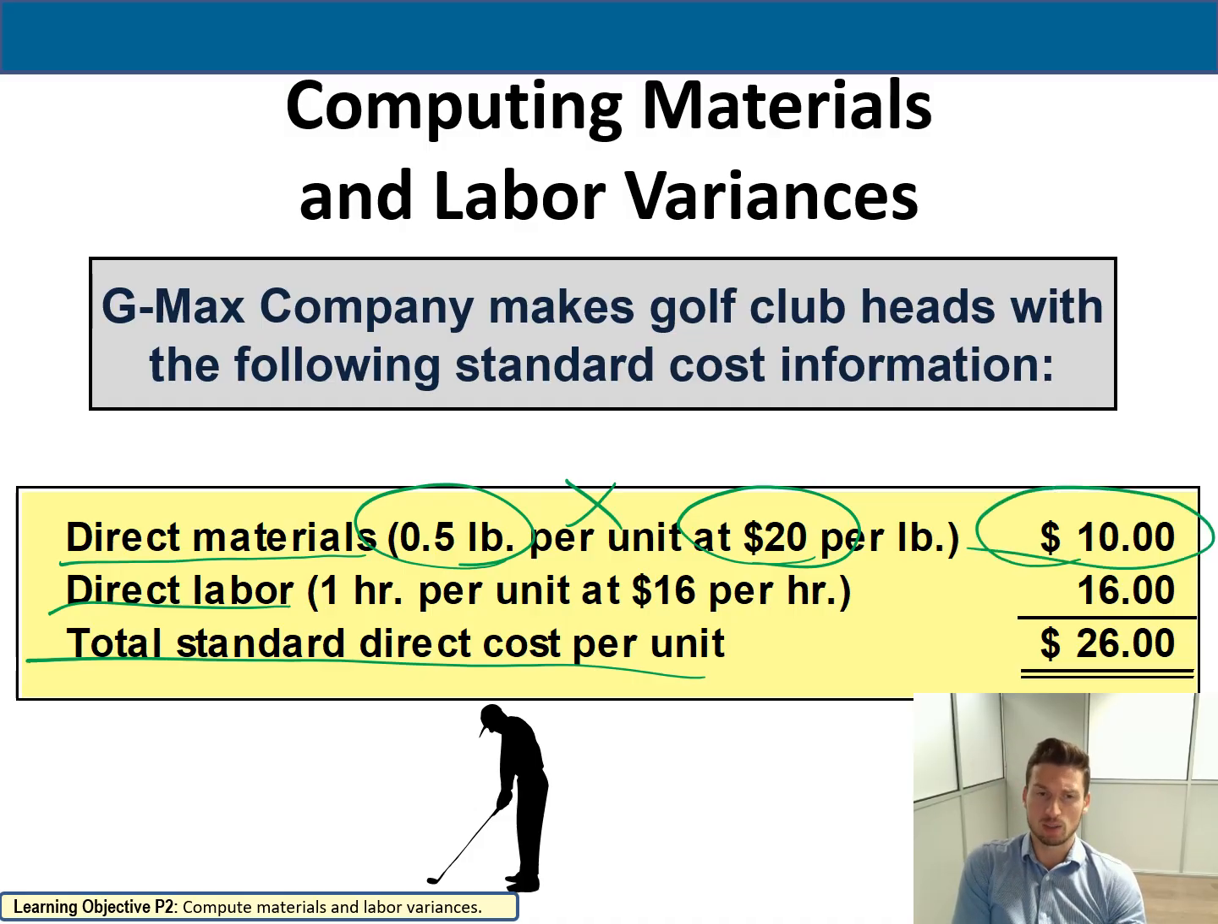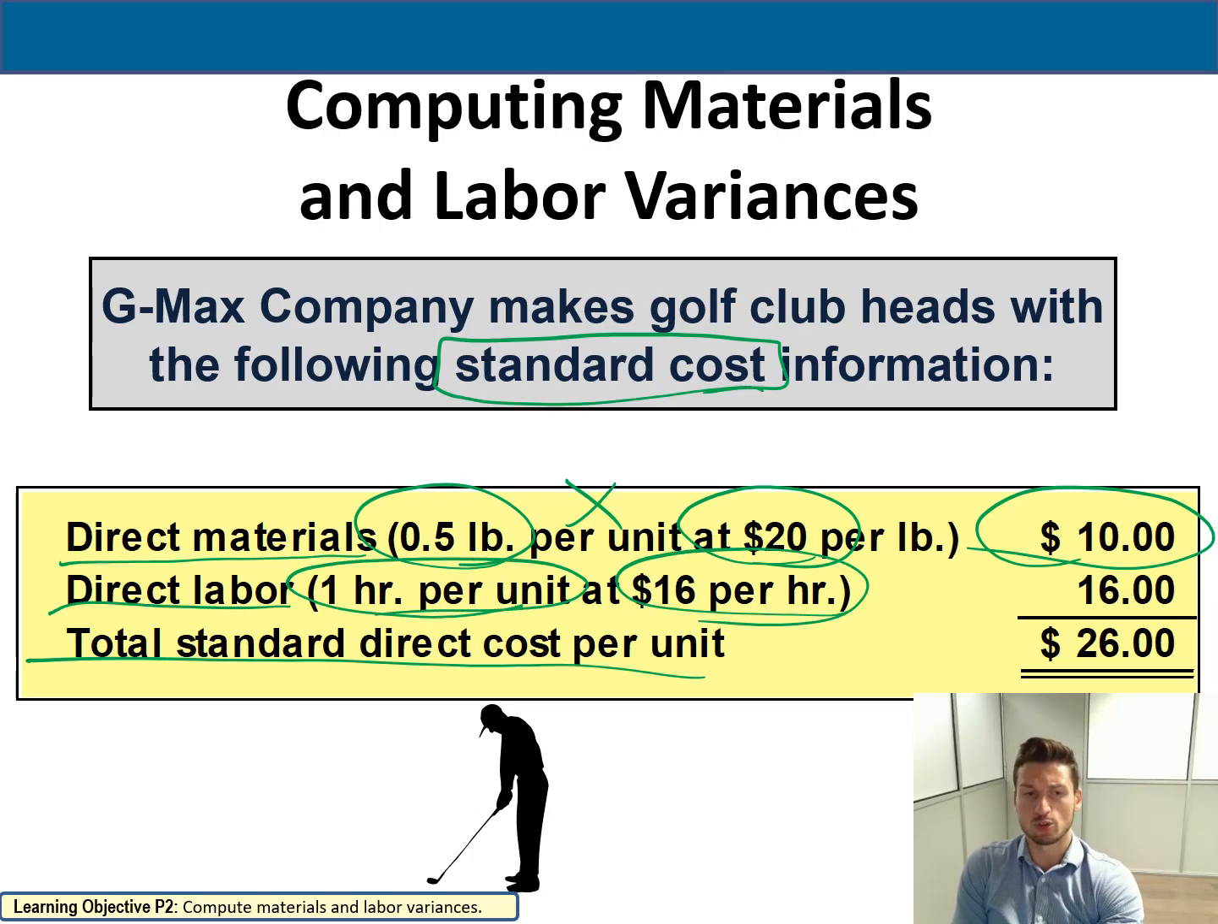What is your direct labor cost? This is standard cost, by the way, not actual cost. So what I'm planning to do: for direct labor, we are using 1 hour per unit, and I pay $16 per hour. So my direct labor cost will be $16. My total standard cost per unit will be $26. This is the information which is given.